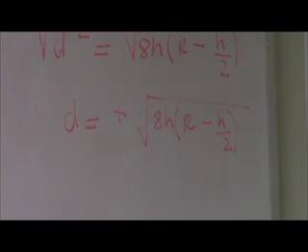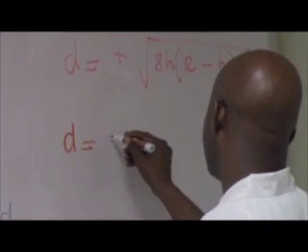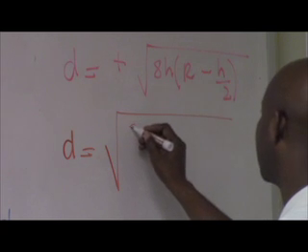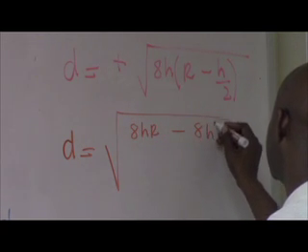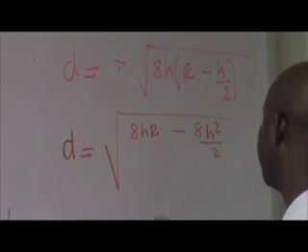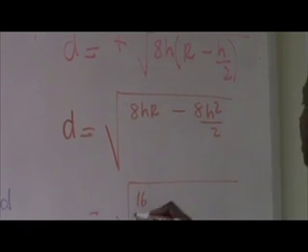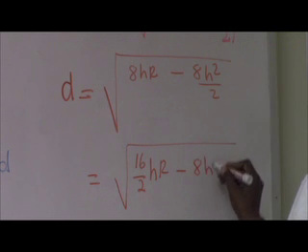Now, we could do more to this problem. Let's see if we want to do more. Yes, we can do more. So let's just do it because we don't know how far a typical problem like this will be reached on the WAEC. So let's write 8hr minus 8h squared over 2. And then we're going to do some manipulation here. I'm going to write this with a denominator of 2. So this is basically 16hr over 2 minus 8h squared over 2.